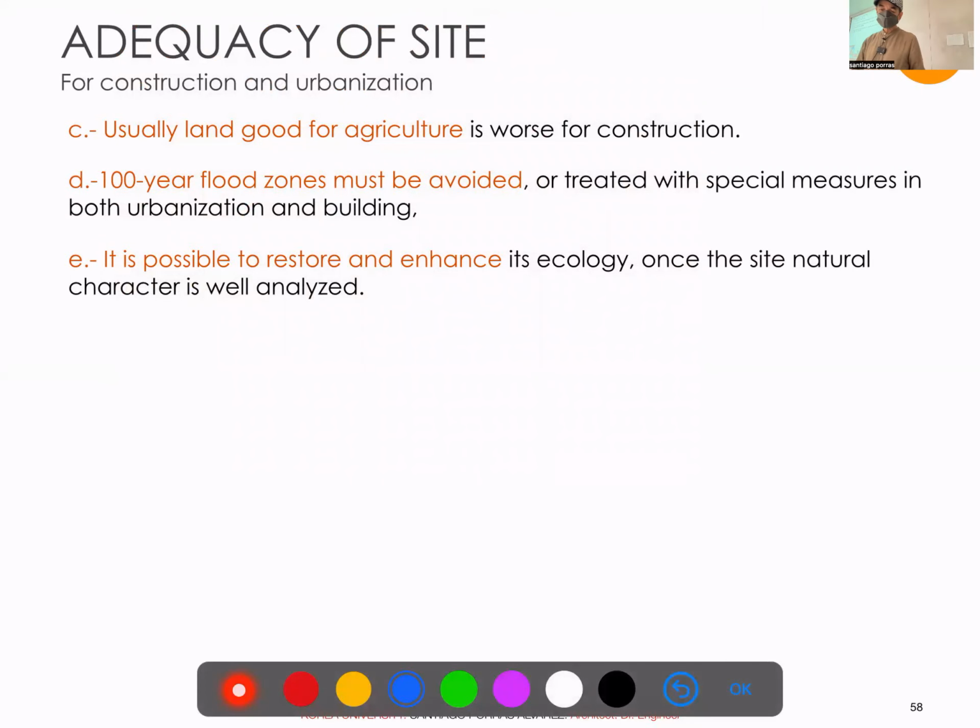And we said the land good for agriculture is bad for construction. So when we create those new towns, we just destroy a very fertile, rich ground, which is very hard to recover later. The flood zones, it's very hard to see.